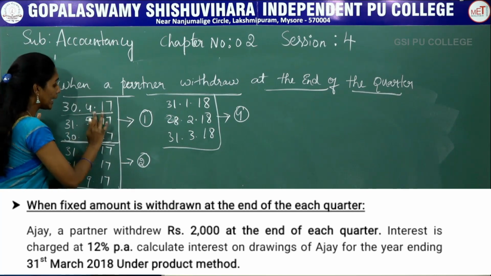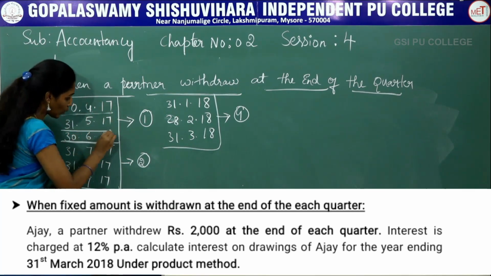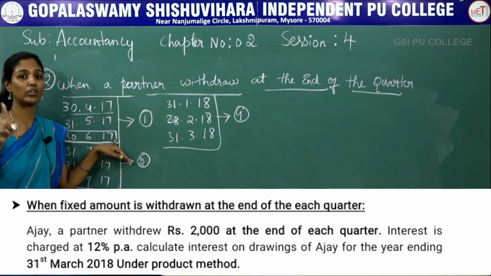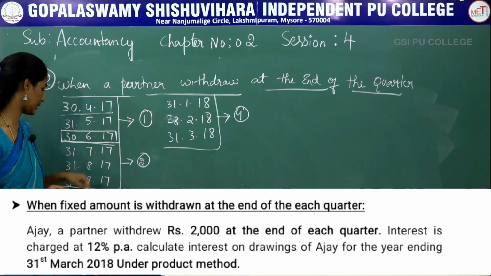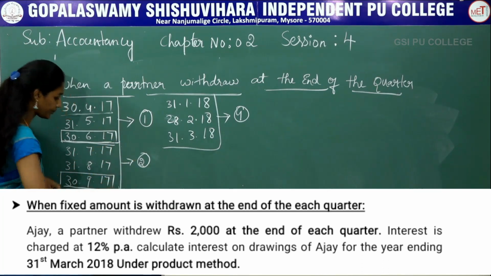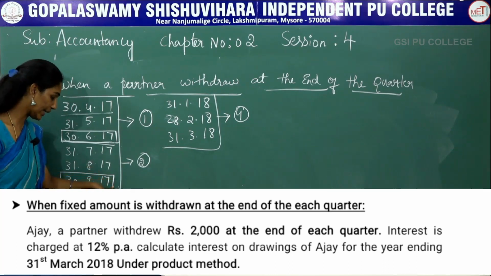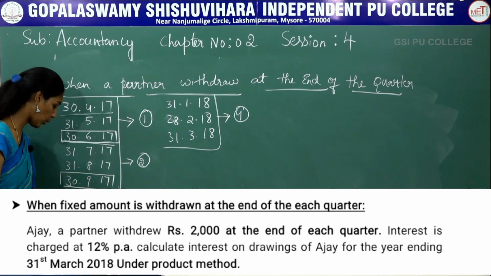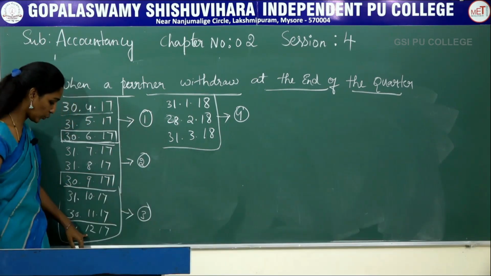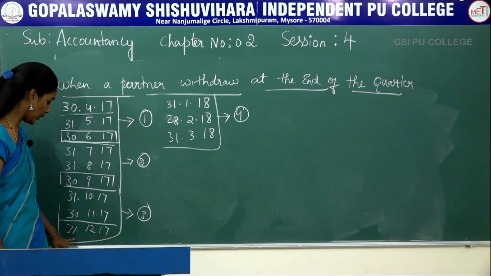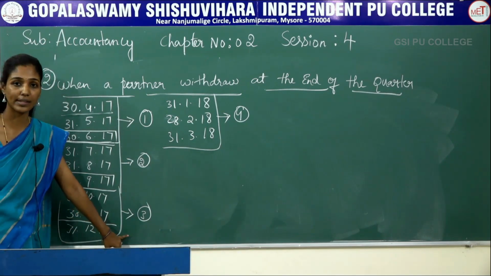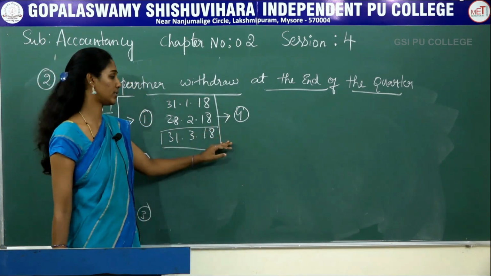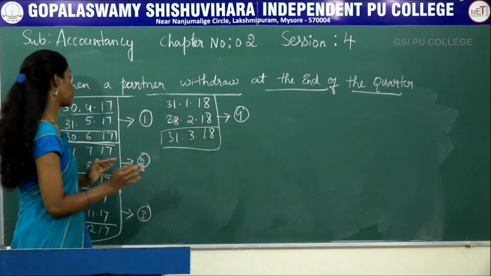Here in the first quarter, he has withdrawn at the end of the quarter. That is, you should take 30th 6 17 as his date of drawings. And then in the second quarter, 30th 9 17. On 30th 9 17, he has withdrawn. In the third quarter, 31st 12 2017, Ajay withdrew on 31st 12 2017, and in the fourth quarter he has withdrawn on 31st 3 2018.